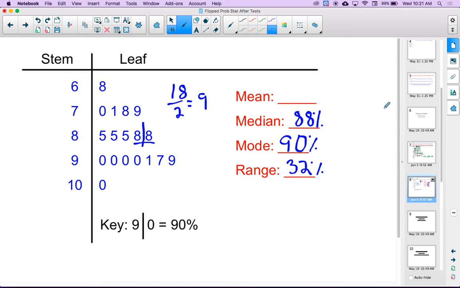Last but not least is the mean. Nothing really helpful about the mean with stem and leaf plots. We still have to do all the footwork, adding everything up and dividing by how many numbers there are in our data set. So I did this work ahead of time. If you add up all those numbers, you get 1,456. And there are 18 numbers in the set. If we divide 1,456 by 18, we get 80.8 repeating, so I'm going to round that to 80.89%.